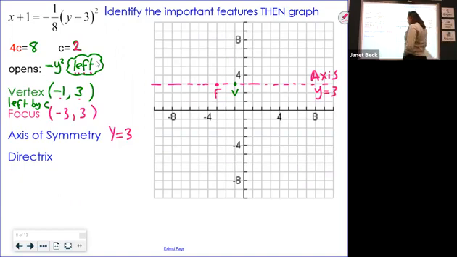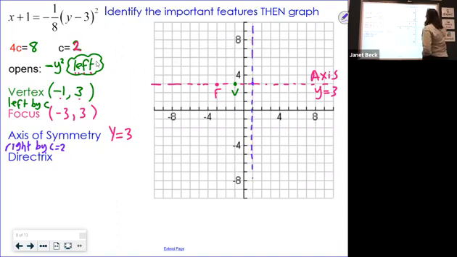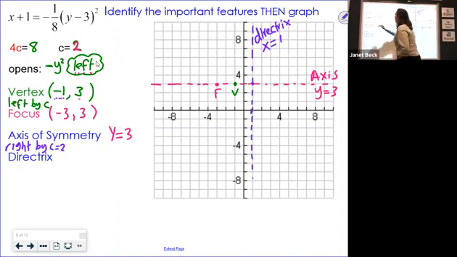Okay, if I moved left by C to get to the focus, to get to the directrix I'm going to move in the other direction by C, and our C was 2. So from the vertex, I'm going to go 2 to the right, but the directrix is a line that goes through that perpendicular to the axis. That's my directrix, and you can see it's going through x is 1. Or you could say I'm going right by 2, by C. I'm adding 2, which gives me x is 1. Okay, so my directrix is x equals 1.